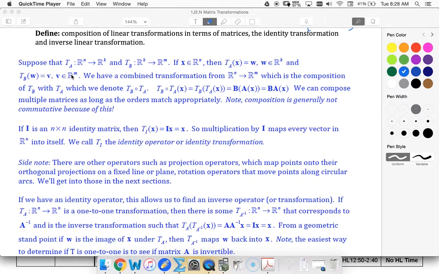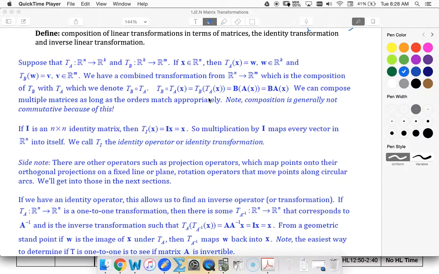All right, so I've already typed up these definitions, so I'm not going to handwrite them, but we are going to talk through them. So composition of linear transformations in terms of matrices. If we've got two transformation functions, T sub A goes from Rn to Rk, and T sub B goes from Rk to Rm. Well, we can compose these by composing T sub B with T sub A. So we've got T sub B of T sub A.